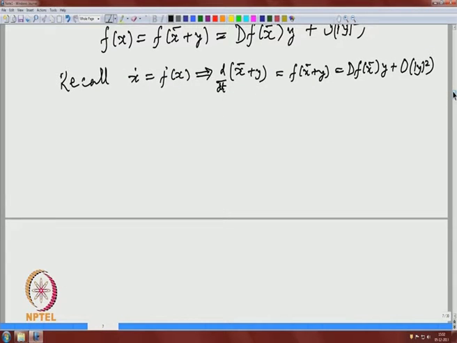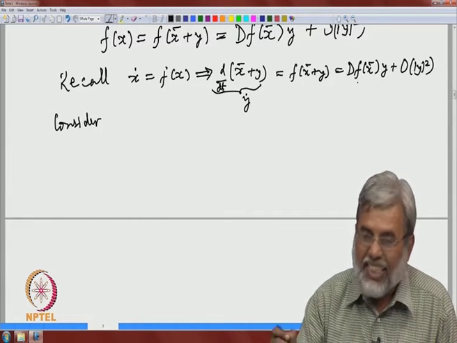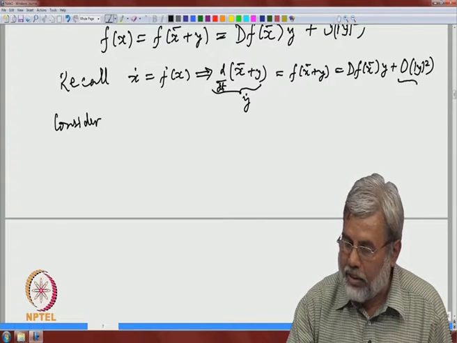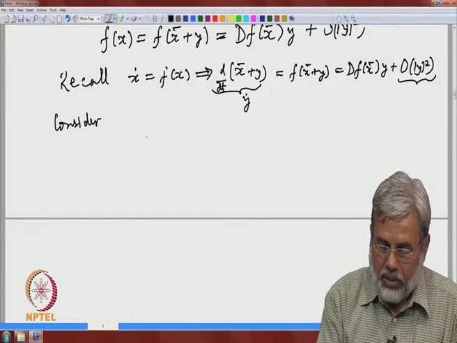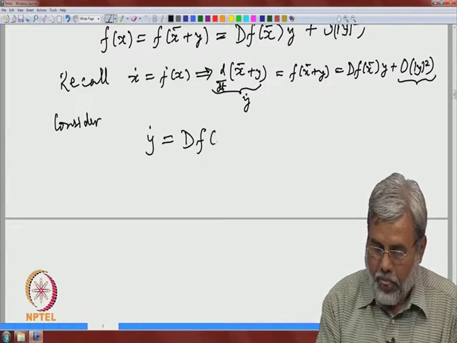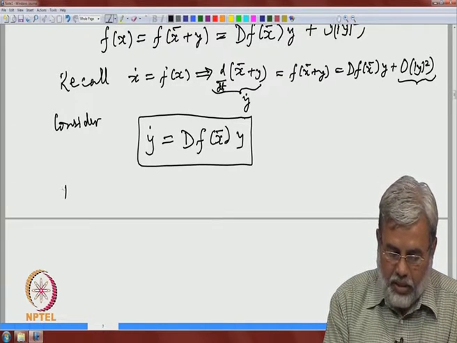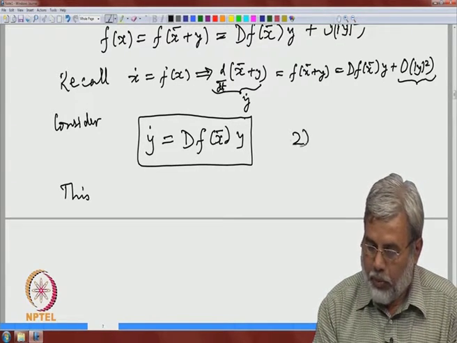Okay. So, now we define the linear approximation. So, consider. So, now you see. So, this one, this is a constant. So, this is just y dot, and in the first approximation, in the linear approximation, I ignore these quadratic terms. So, this y dot is equal to df of x bar y. Okay. Let me call it 2.